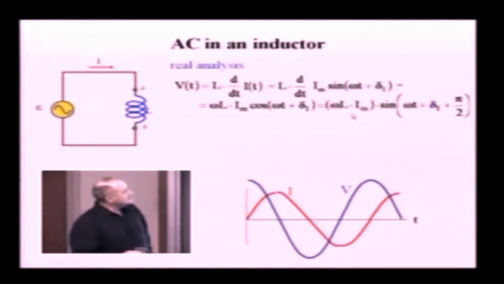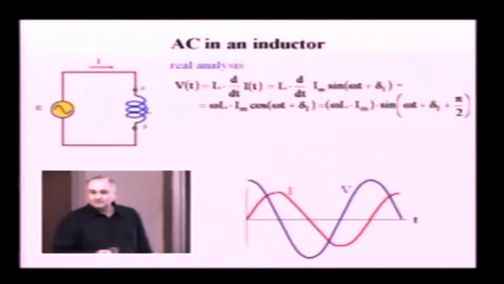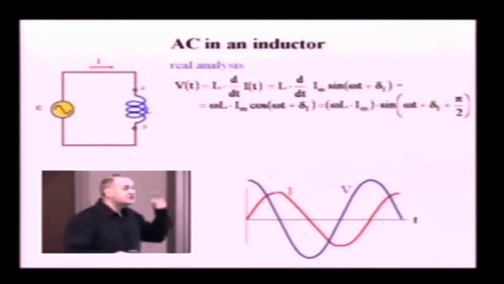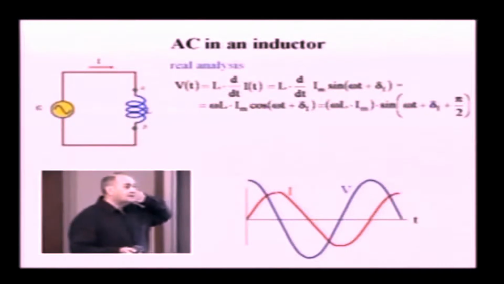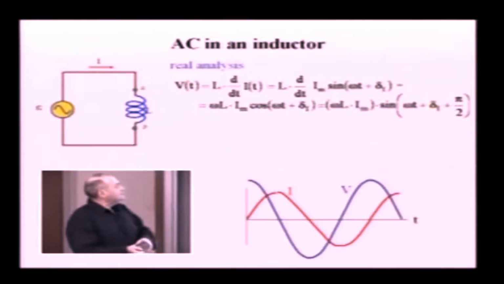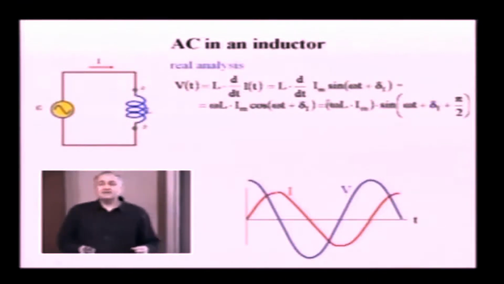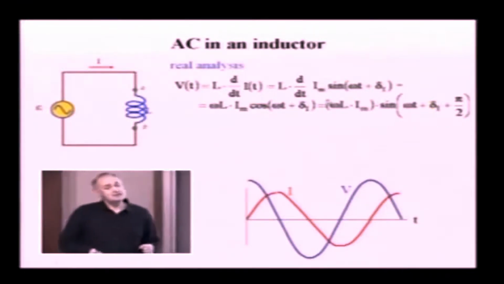So what is the impedance of the inductor? How much? Angular frequency, not velocity. Angular frequency multiplied by inductance, correct? Yeah, because if I divide this expression, which is the peak value of the voltage, by the peak value of the current, I will get omega L. So omega L is the impedance of the inductor at frequency omega.